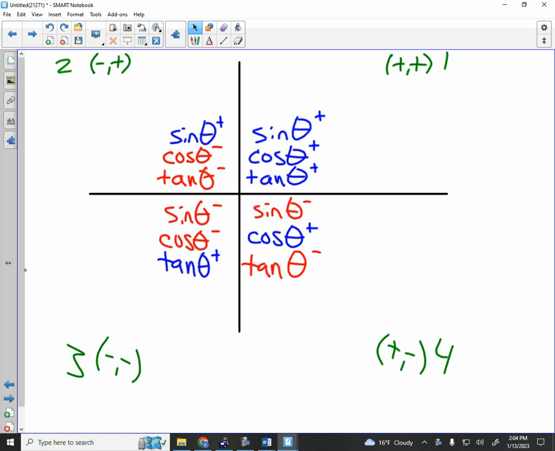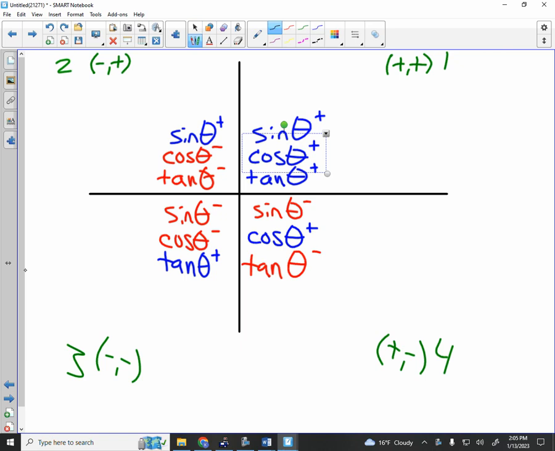The way I always thought of it was this. Sine is y, so it's positive up. It's negative down. Cosine is x, so it's positive to the right. It's negative to the left. Tangent is positive where they're the same signs. Negative where there's opposite signs. That's how I always thought of it.